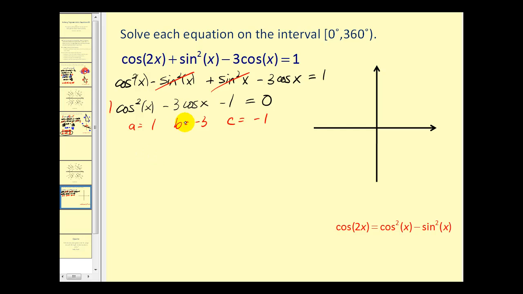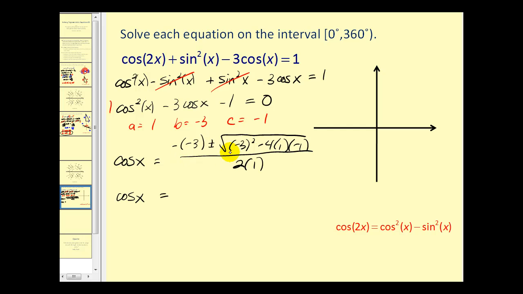The difference here is instead of saying x equals, we're going to have cosine x equals negative b, or negative negative 3, plus or minus the square root of b squared minus 4ac, all over 2 times a. And this will simplify to 3 plus or minus the square root of 9 plus 4, or square root of 13, all over 2. Let's go ahead and find the decimal approximations of these two values. 3 plus the square root of 13 divided by 2 is approximately 3.3028, and 3 minus the square root of 13 divided by 2 is approximately negative 0.3028.